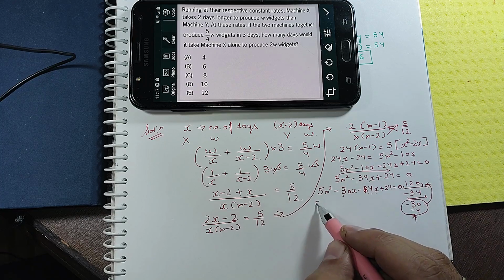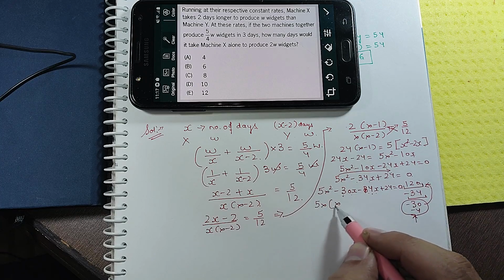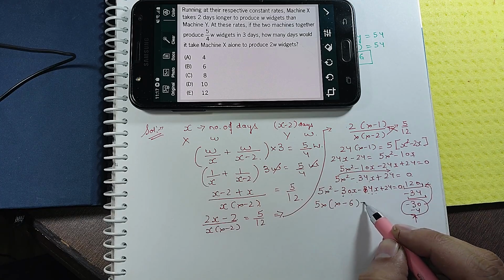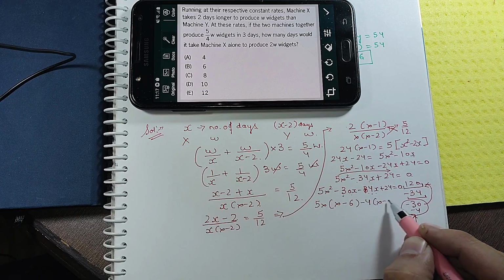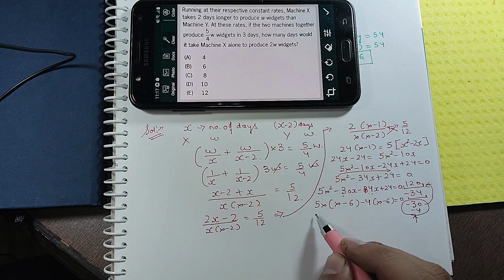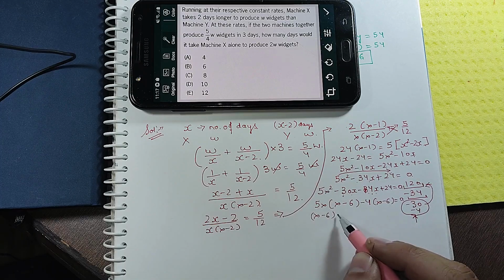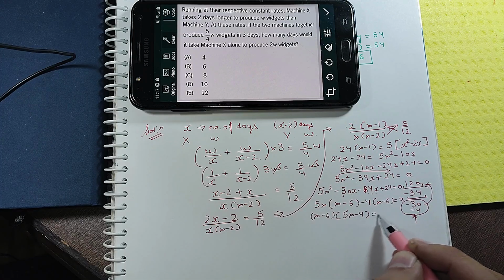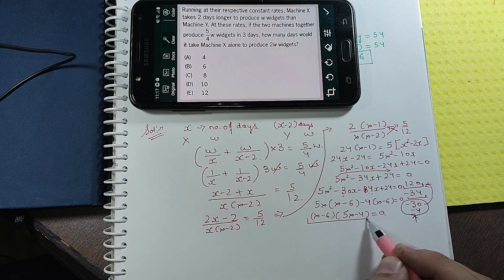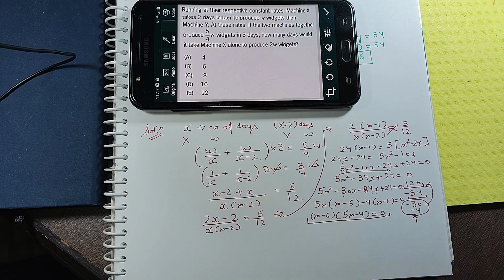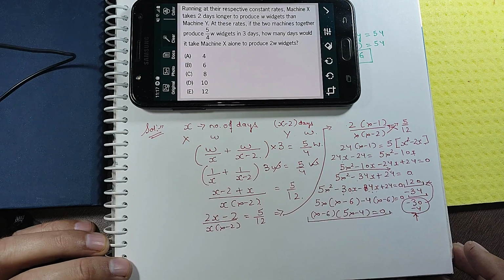So now taking 5X common, I will have X minus 6. Here, minus 4 common, so I will have X minus 6 equal to 0. So taking X minus 6 common, I will be left with 5X minus 4 equal to 0. I have made a separate video on splitting the middle term. I have solved a lot of questions over there. You can go and watch that video.